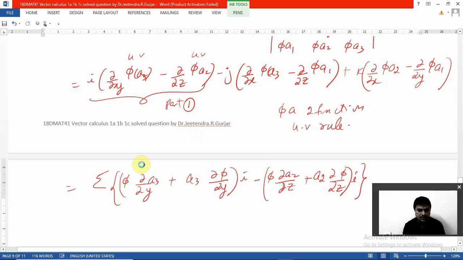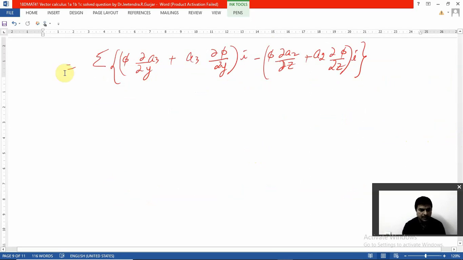So this is continued. When I take the summation, students, summation means it is continued. Yes, in the exam also, no problem, you can say this is continued for j and k also. Summation means it is continued for j and k also. Only the i part I will solve. So this I am going to simplify.